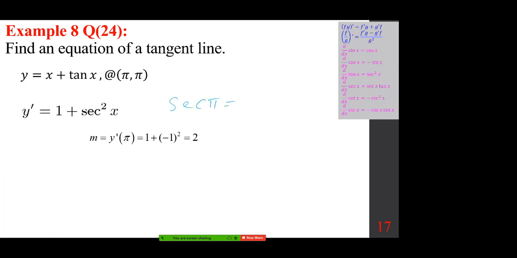Secant pi is 1 over cosine pi, which, if you remember, cosine pi is -1. So 1 over -1 squared. That's the bottom line. And then y minus y1, that means y minus pi equals m, or 2 times x minus x1, or pi. And everybody can simplify this.